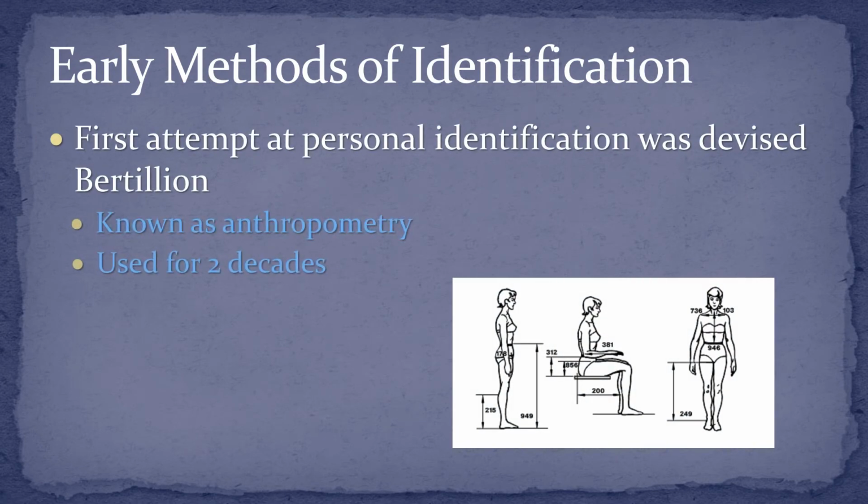The early method of identification, as we discussed in the beginning of the year, was developed by Bertillon, which was known as anthropometry. This relied on the detailed description of the subject combined with full-length and profile photographs, and then a system of precise body measurements. This was actually used for 2 decades.